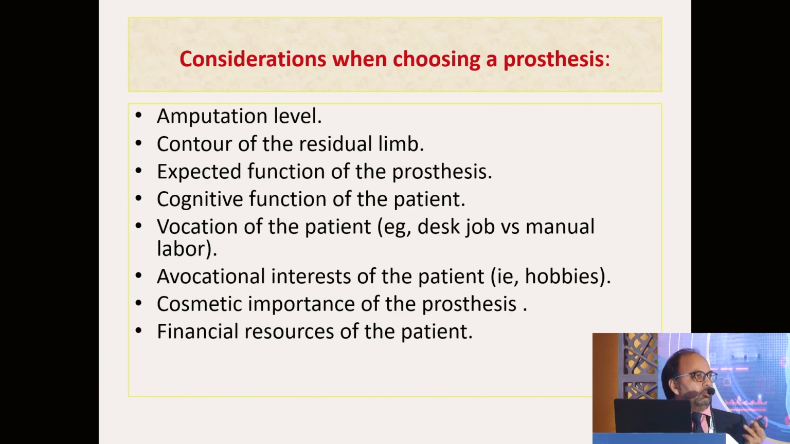Then, from the patient's point of view, other considerations are the amputation level, contour of the residual limb, expected function of the prosthesis, cognitive function of the patient, and then the vocation of the patient, like whether he or she is doing a desk job or is a manual laborer. And then the avocational interest of the patient, like what hobbies the person has, cosmetic importance, and financial resources. That is also very important, because when we speak of rehabilitation, it is not only within the limits of disease, it is within the resources of the patient.